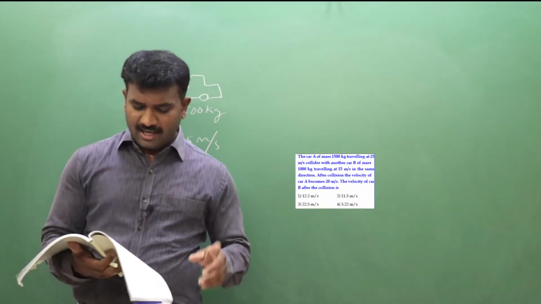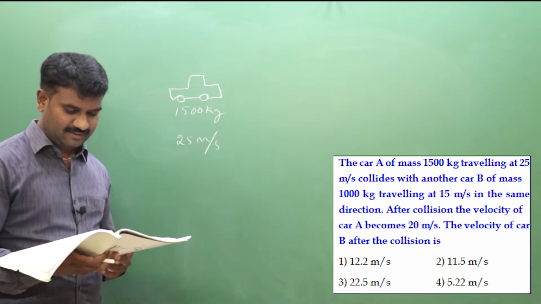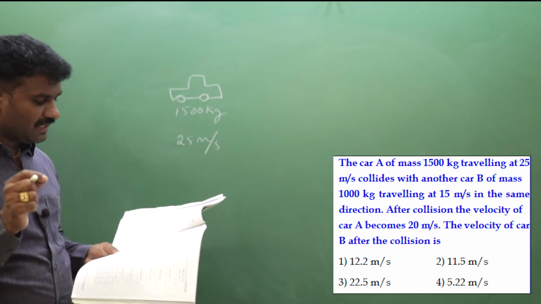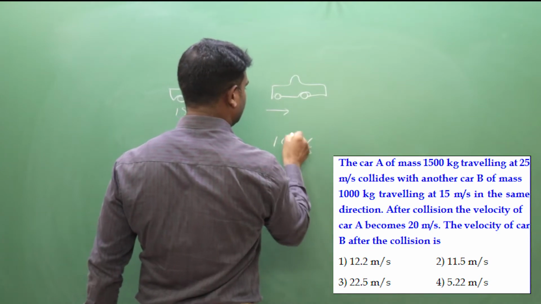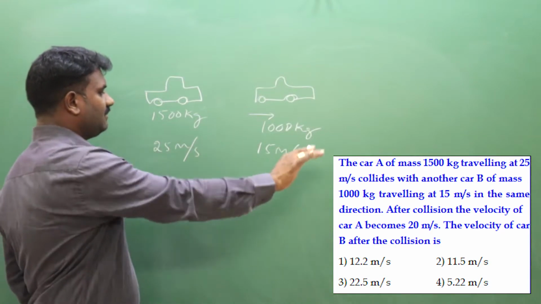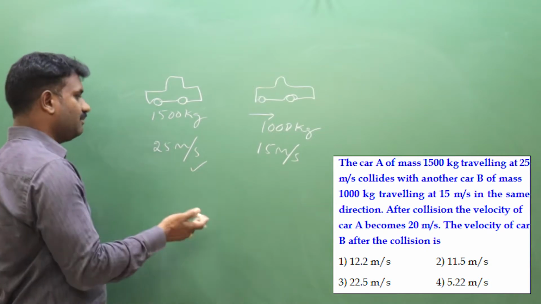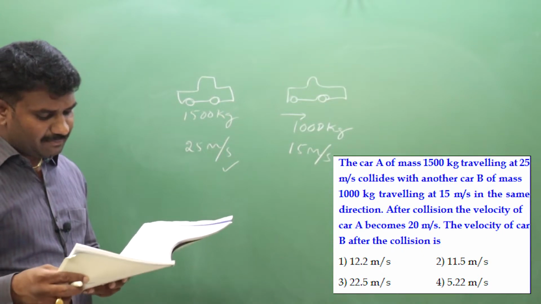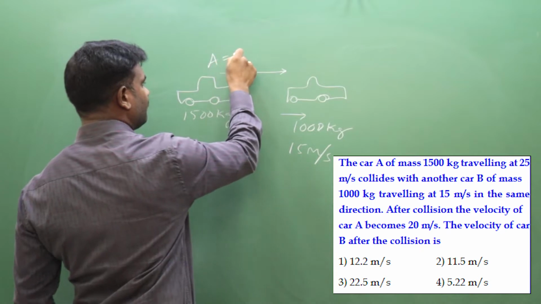See this problem. A car A of mass 1500 kg traveling at 25 meter per second collides with another car B of mass 1000 kg traveling at 15 meter per second in the same direction. So it's a small car, 1000 kg, moving with 15 meter per second in the same direction. But see, its speed is greater than the second car. That's obviously it can hit the second car. After collision, the velocity of A becomes 20 meter per second. So after hitting, its velocity became 20 meter per second.